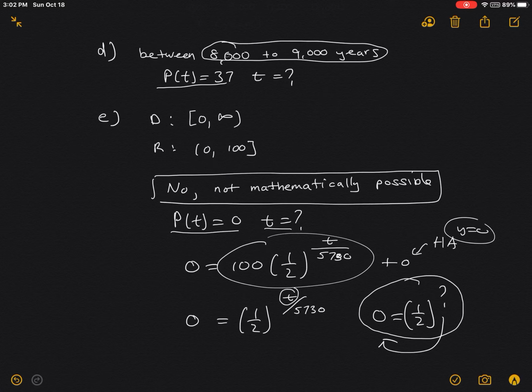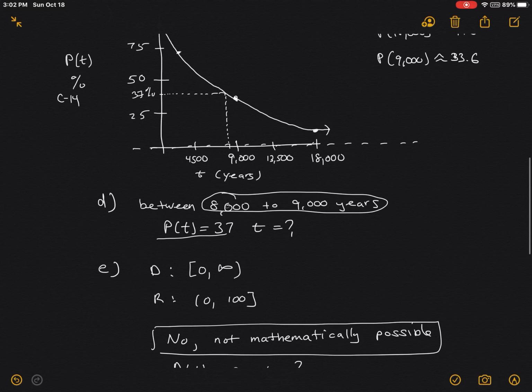Or even simpler, forget that equation. Can you think of a number that I raise 1/2 to a power of such that I get 0? Usually we would try positive numbers. There are no positive numbers. Well, what about negative numbers? Negative numbers are not going to give you an output of 0 over here. Well, what about 0? Anything raised to the 0 power is just 1. So it's not mathematically possible for this graph to ever hit the x-axis. It'll come close, but it will never actually cross.